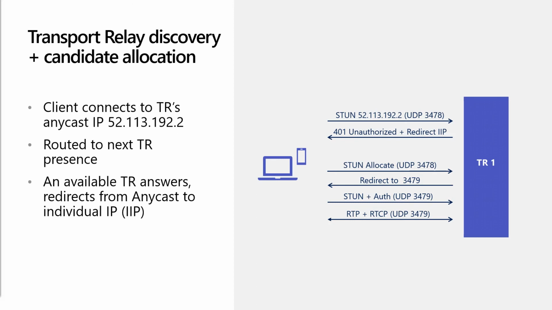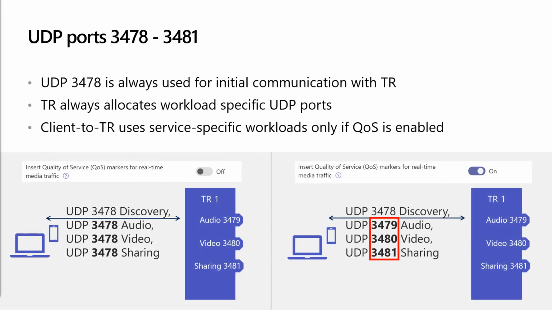So let's say we have 100 transport relay servers across the globe. Not all of them have the same IP address. It's the Anycast that has the same IP address. Those 100 transport relay servers will have 100 different IP addresses. So UDP 3478 is always used for initial communication with the transport relay. And if you look at the bottom here, we can see 3478 is used for discovery, and 3478 is used for audio, video, and sharing. So in all cases, by default, with Microsoft Teams and Teams Rooms, UDP 3478 is used for all media.